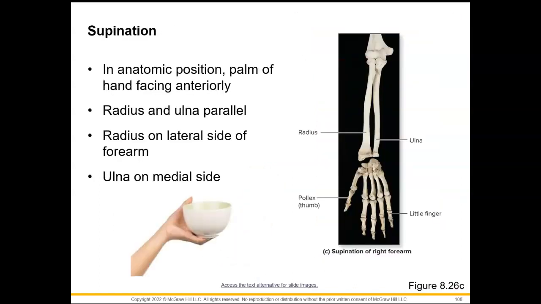So let's talk a little bit more about supination. Like I said, when our two forearm bones are parallel to one another, we are in anatomical position and the palm of our hand is facing anteriorly. So that would mean that our palms can hold a bowl of soup. And of course, our radius is on the lateral side and our ulna is on the medial side.